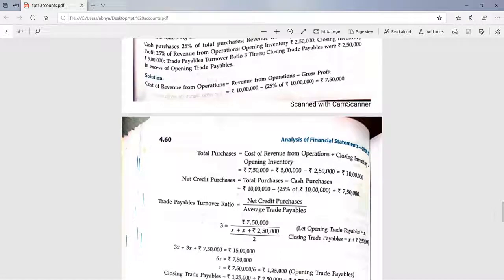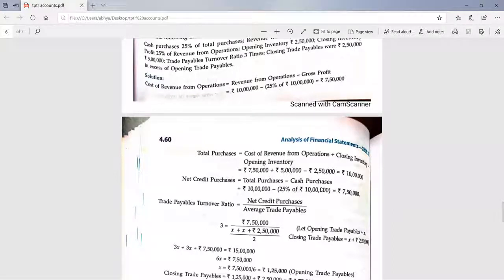Now again we have not found the credit purchases. So next, again use the information given in the question that the cash purchases are 25% of the total purchases. So the total purchases are 10 lakh and cash purchases is 25% of it. So 25% of 10 lakh, which is equal to 2,50,000.